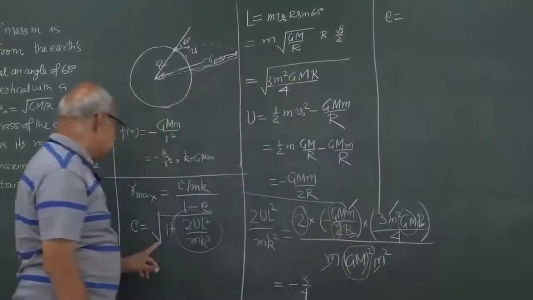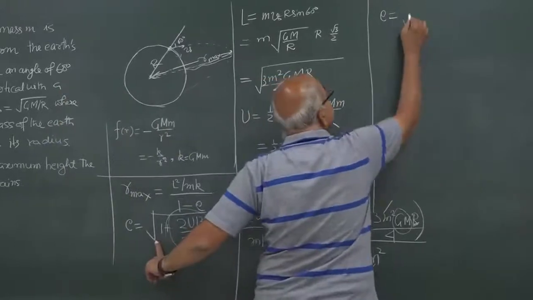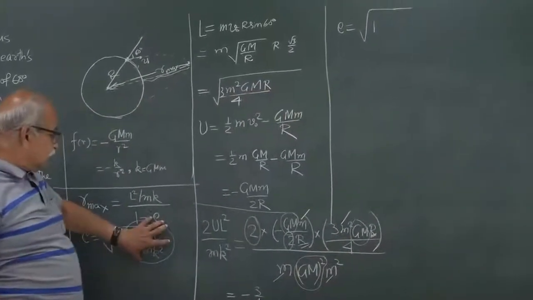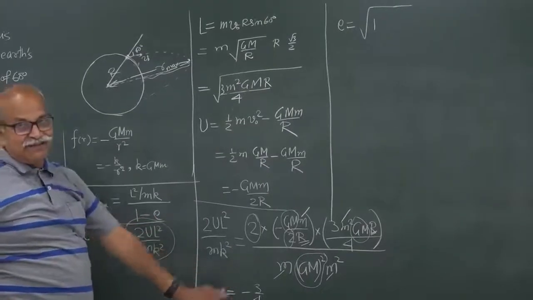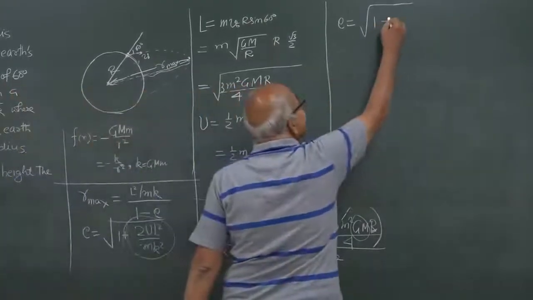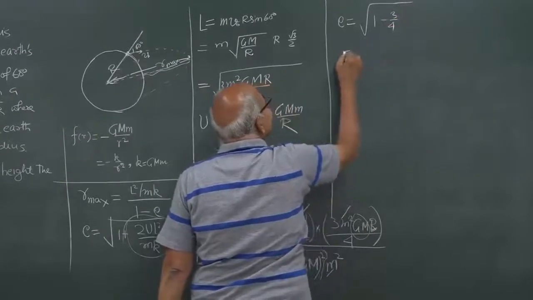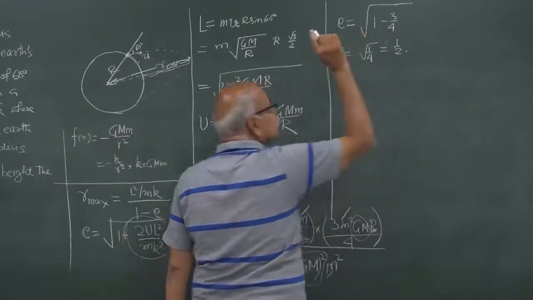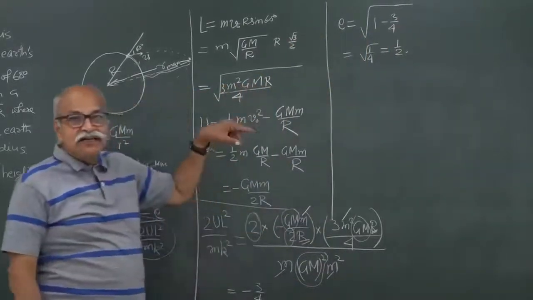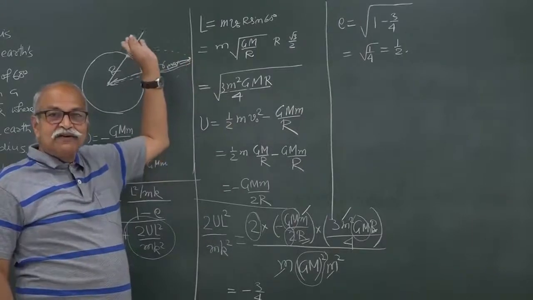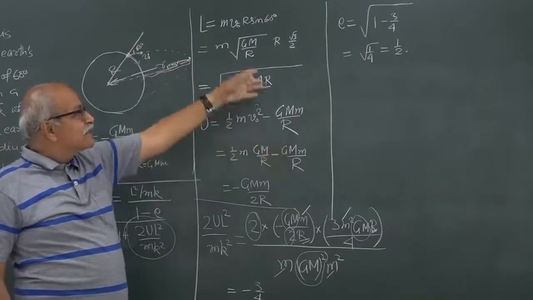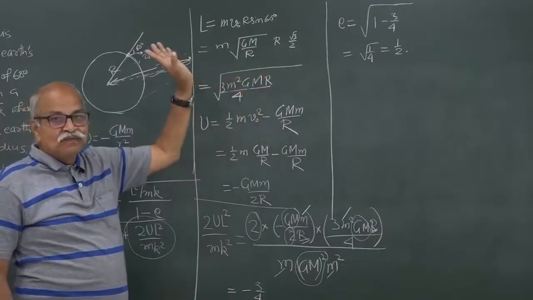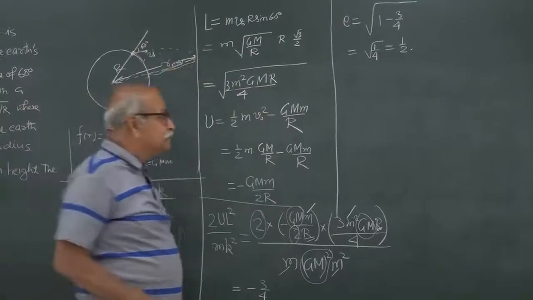And therefore, eccentricity is equal to square root of 1 plus this whole quantity, and this whole quantity is minus 3 by 4. So, this is 1 minus 3 by 4, and that is square root of 1 by 4, and that is half. So, the eccentricity of this ellipse, the object is going on an elliptical path, is 1 by 2.